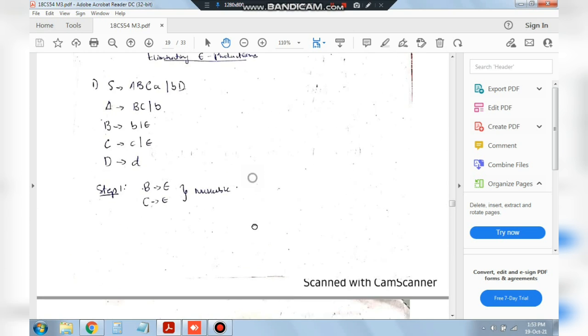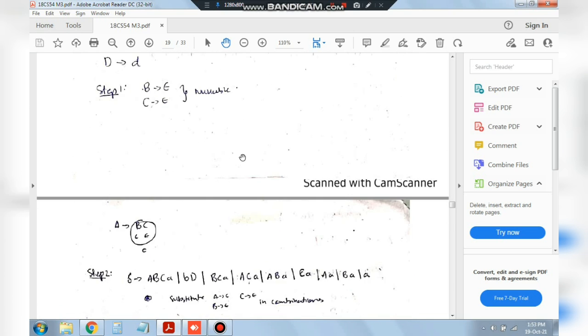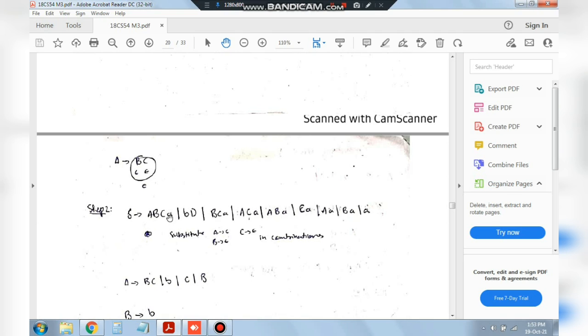Then step 2 is that we have to see for S. In S, what are the things included? Since A, B, and C are there, we can substitute A, B, or C as nullable, as well as make combinations of A, B, and C as nullable. Suppose that we make all these symbols nullable. For example, if you make A, B, and C nullable, then only A is remaining here, and if we substitute A, B as nullable, then C will be remaining. If I substitute A and C as nullable, then B will be remaining.